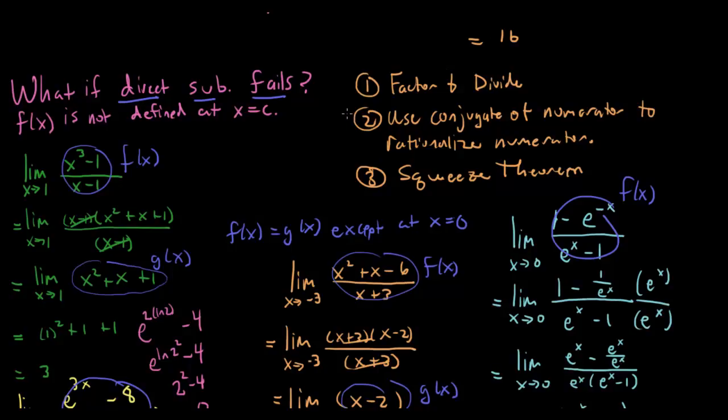Now, what about technique 2? Technique 2 is to use the conjugate of the numerator to rationalize the numerator. So let's look at an example. Let's look at the limit as x approaches 0 of the square root of x plus 1, minus 1, over x. Now, we want to use direct substitution. Clearly, direct substitution fails. If you look at f of 0, 0 occurs on the bottom immediately, and a 0 will occur on the numerator as well. This is called indeterminate form. We'll learn much more about this in the coming days. All we're concerned with right now is that direct substitution fails. So how do we fix this?